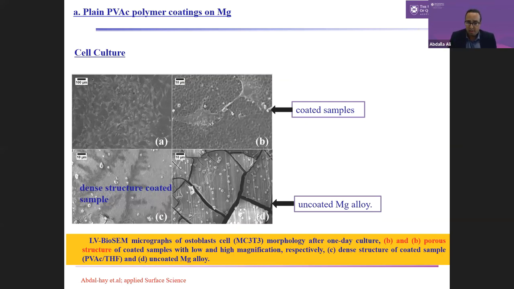Also, for osteoblast interaction with magnesium, as I shared, magnesium has excellent biocompatibility. However, when cells come to directly interact with magnesium, it kills the cells, as we can see here. And the main reason is the high pH release, which increases the pH of the surrounding localized zones on the magnesium surface, and also the abrupt release of magnesium ions.